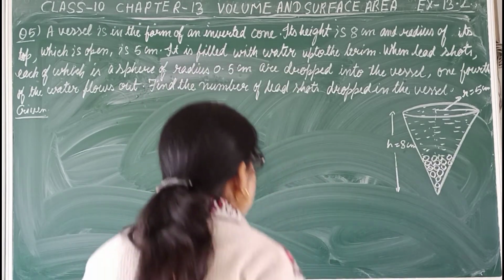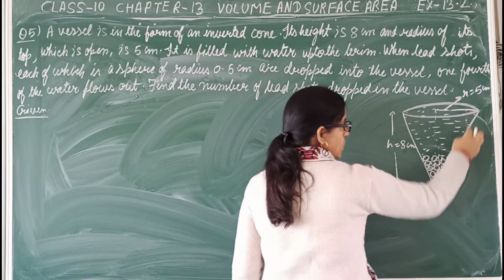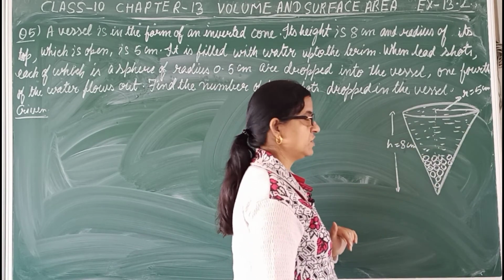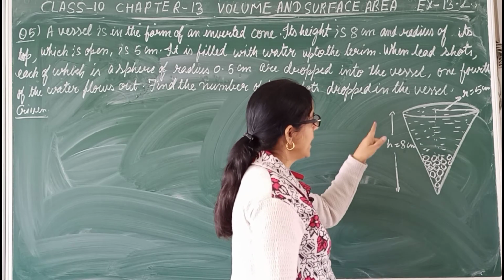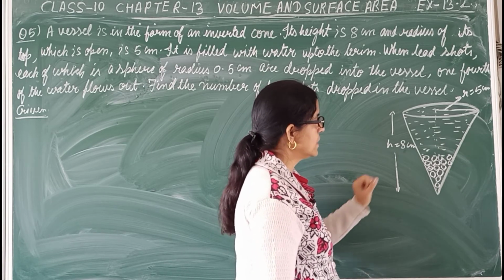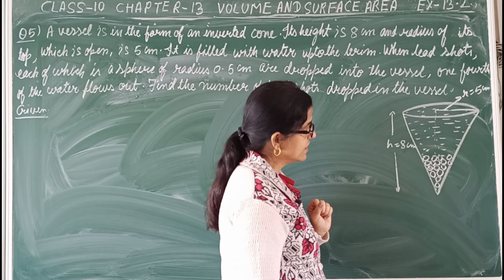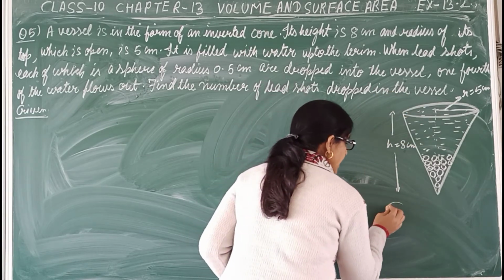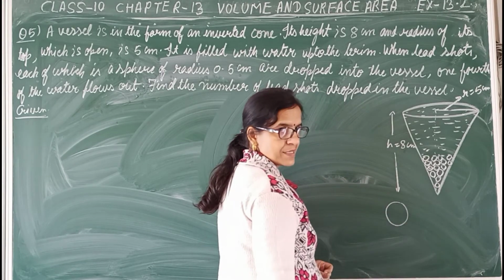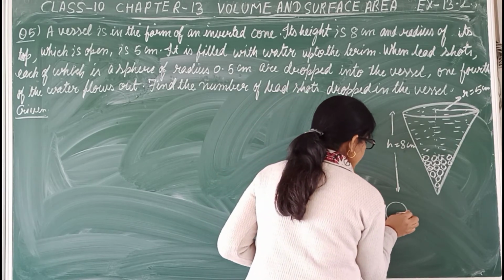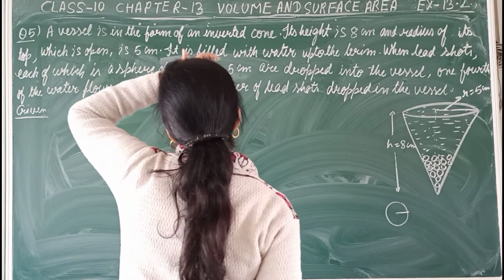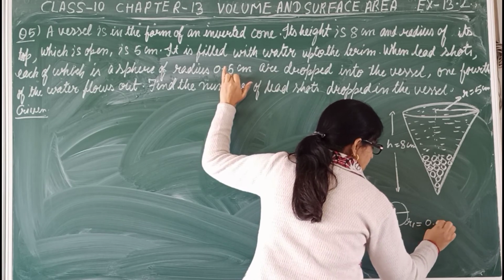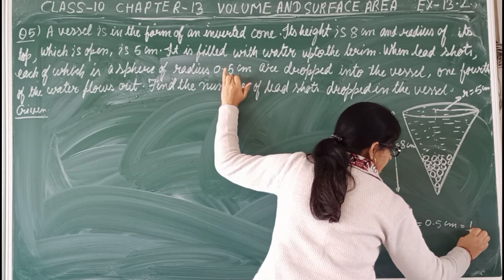So over here, an inverted cone is there, in which water is filled up to the rim. The height of the cone is 8 centimeter. The radius of the cone is 5 centimeter. Now in this cone with water, iron spheres are dropped. The radius of each sphere is 0.5 centimeter. Let us write R1 equals to 0.5 centimeter equals to half centimeter.